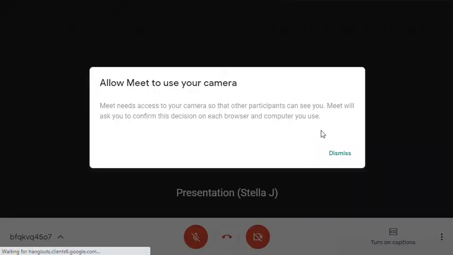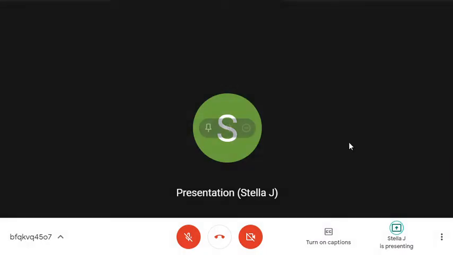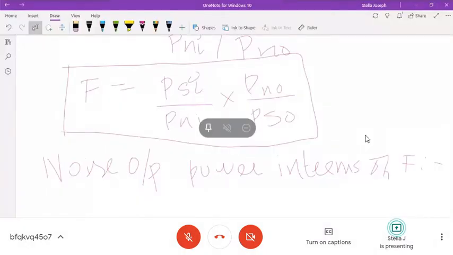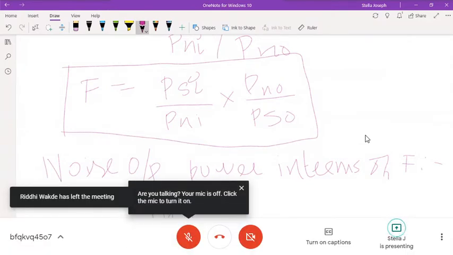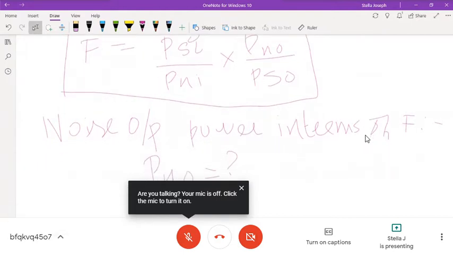F is nothing but the noise factor. So what is the noise output power? Noise output power is denoted as PNO. This is the one I need to find out.